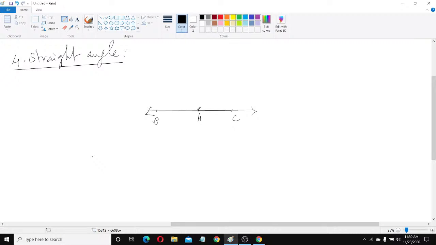Now here this AB ray with AC ray, you see it is opposite now. AC ray is on this side and AB ray is in the opposite direction. If you measure by using a protractor, you will get exactly 180 degrees, children. So this is called a straight angle. An angle whose measure is exactly 180 degrees is called a straight angle.